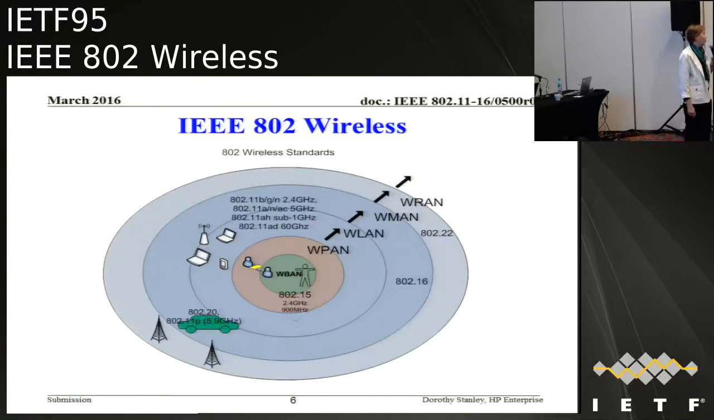Listed here, you see the various iterations, 802.11, A, B, and the letters you're familiar with, B, G, and N, which is in 2.4, AN and AC, which is in 5 gigahertz, AH, which is addressed sub 1 gigahertz, and AD, which is addressed 60 gigahertz.